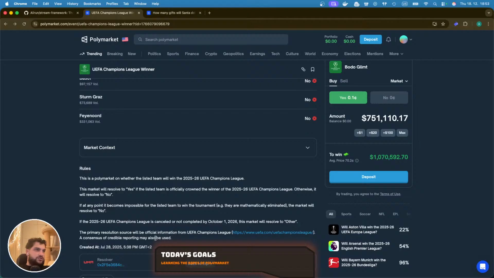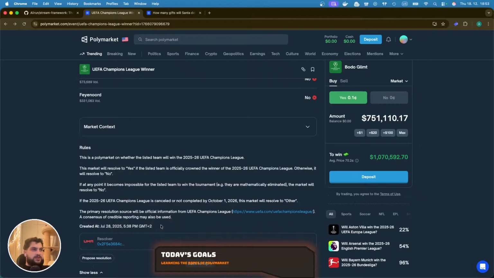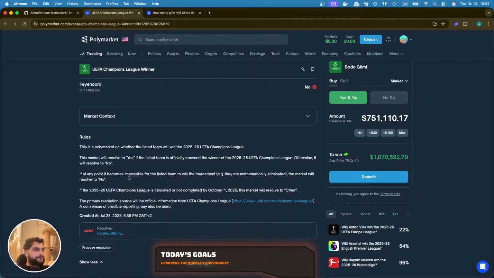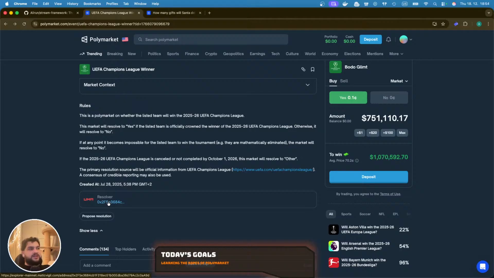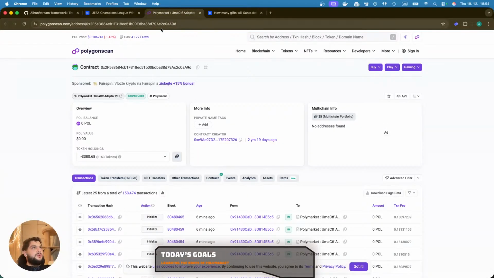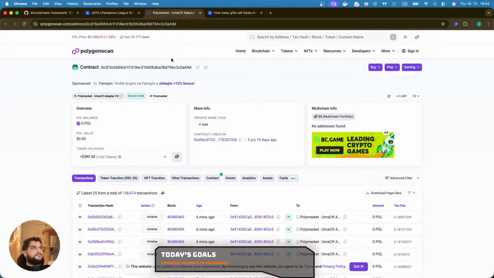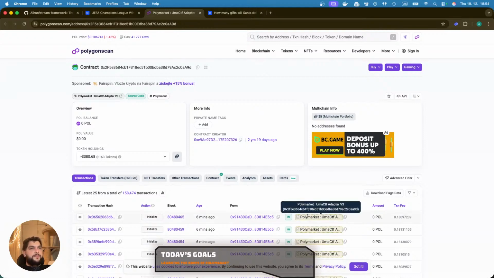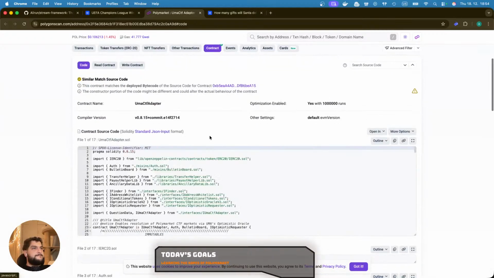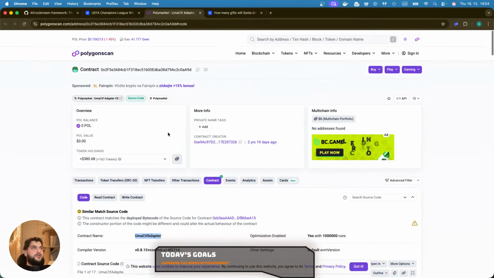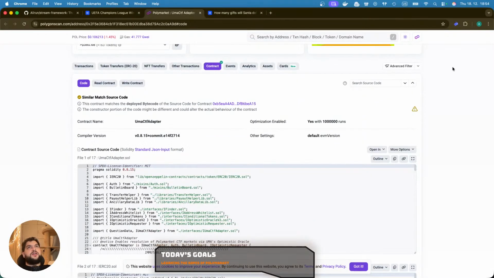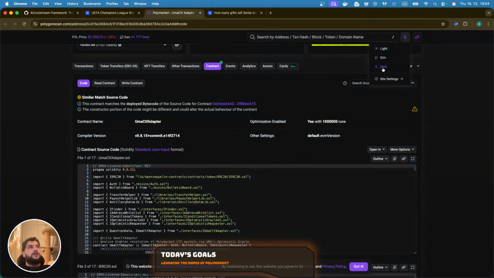The primary resolution source will be official information from the Champions League website. Consensus of credible reporting may also be used. And this is the resolver, basically the address of... what? We're going to find out. Some kind of adapter of UMA. Let me switch that to dark. Yeah, dark is better.